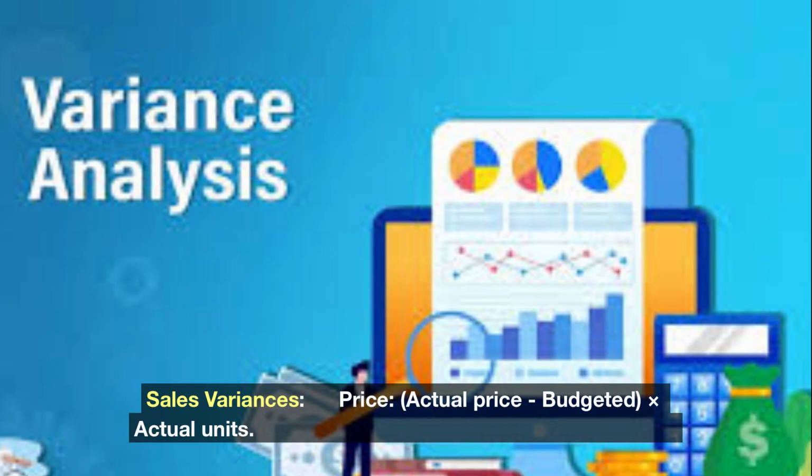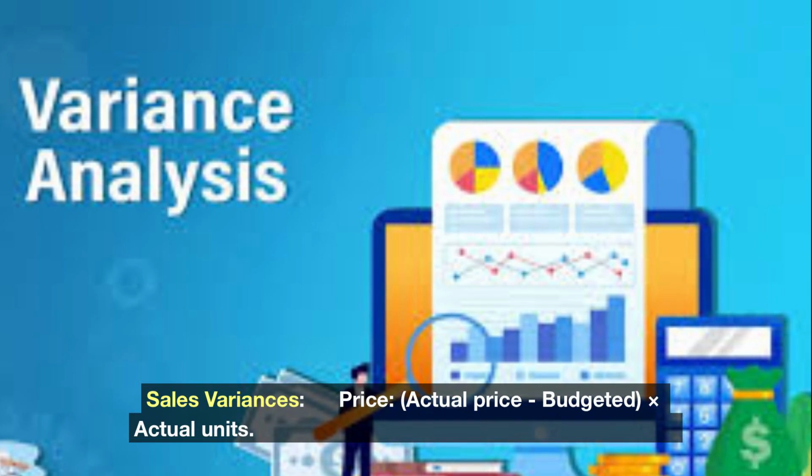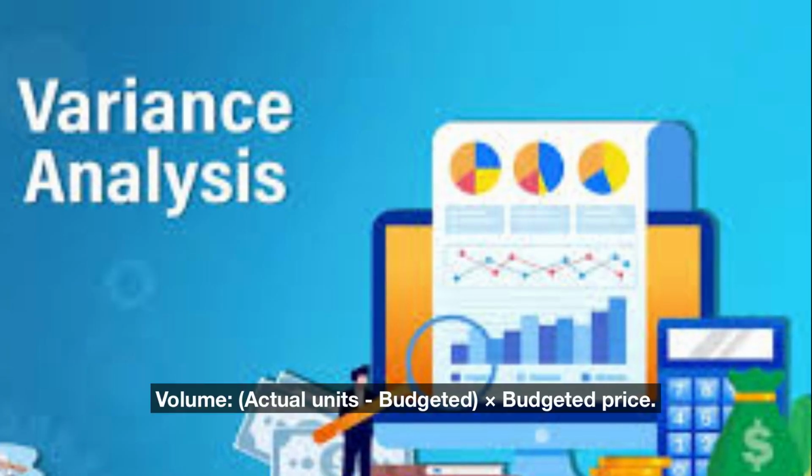Now we look at the output, the sales variance. And here we look at the price variance, the actual price minus the budgeted price times the actual units. Here we have a volume variance, the actual units minus the budgeted units times the budgeted price.